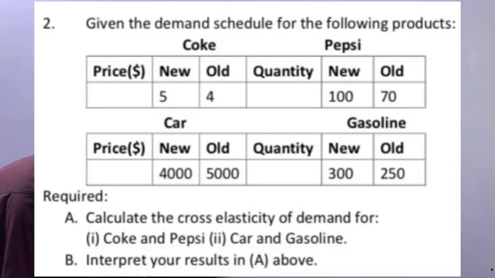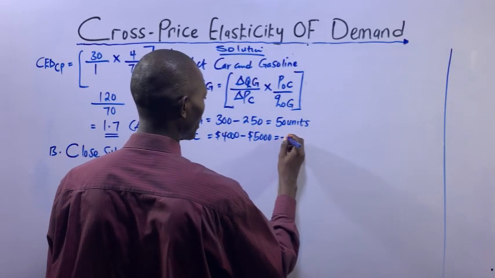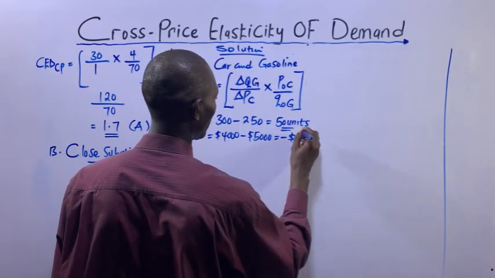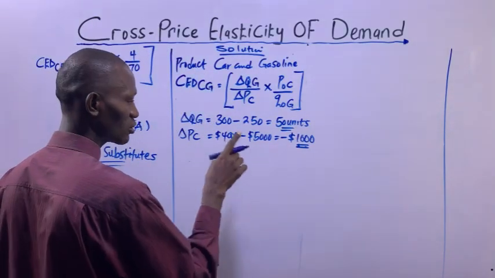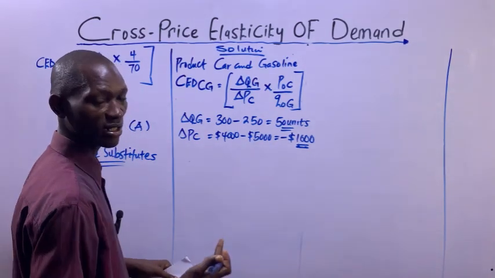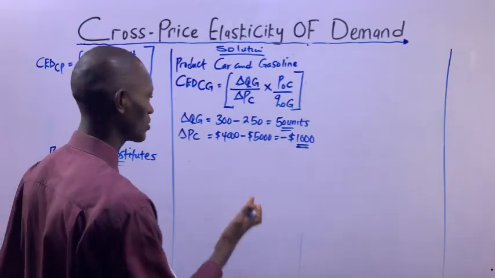That's $4,000, the new price, minus $5,000. And that gives us negative $1,000. That's what we have. It's negative. You have to make sure you include the negative when you have a negative answer with respect to the change in any of the variables.